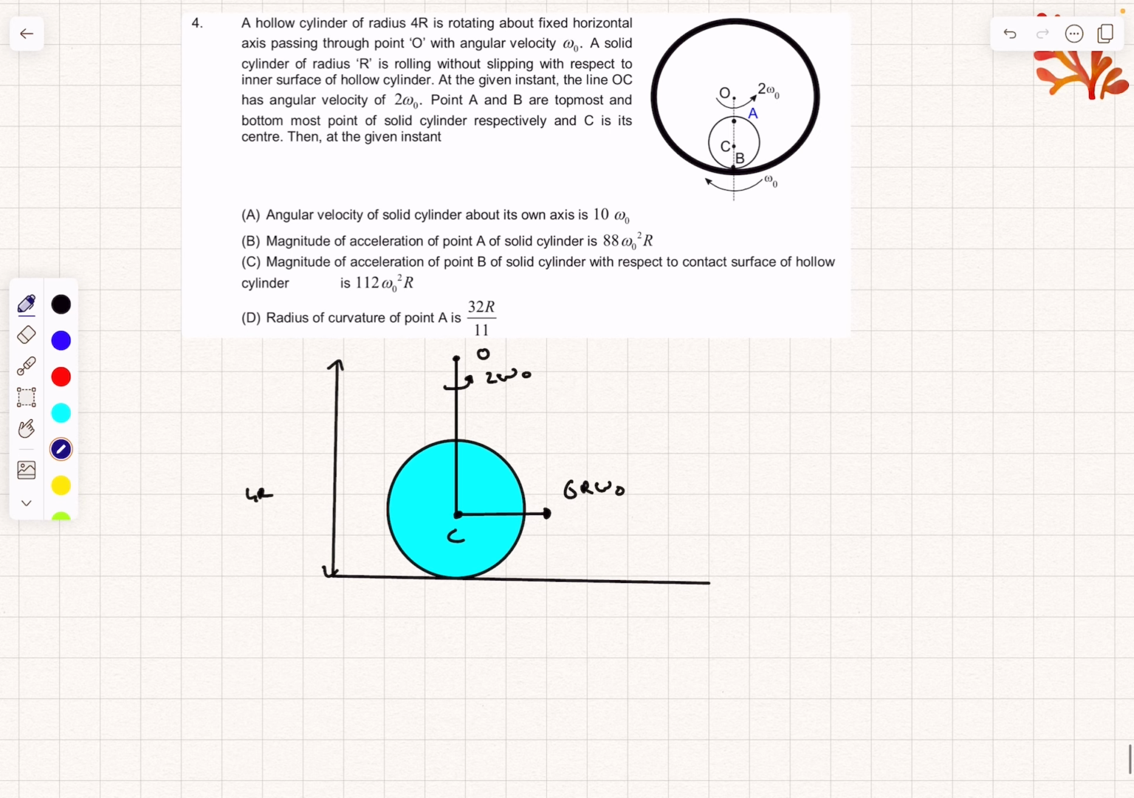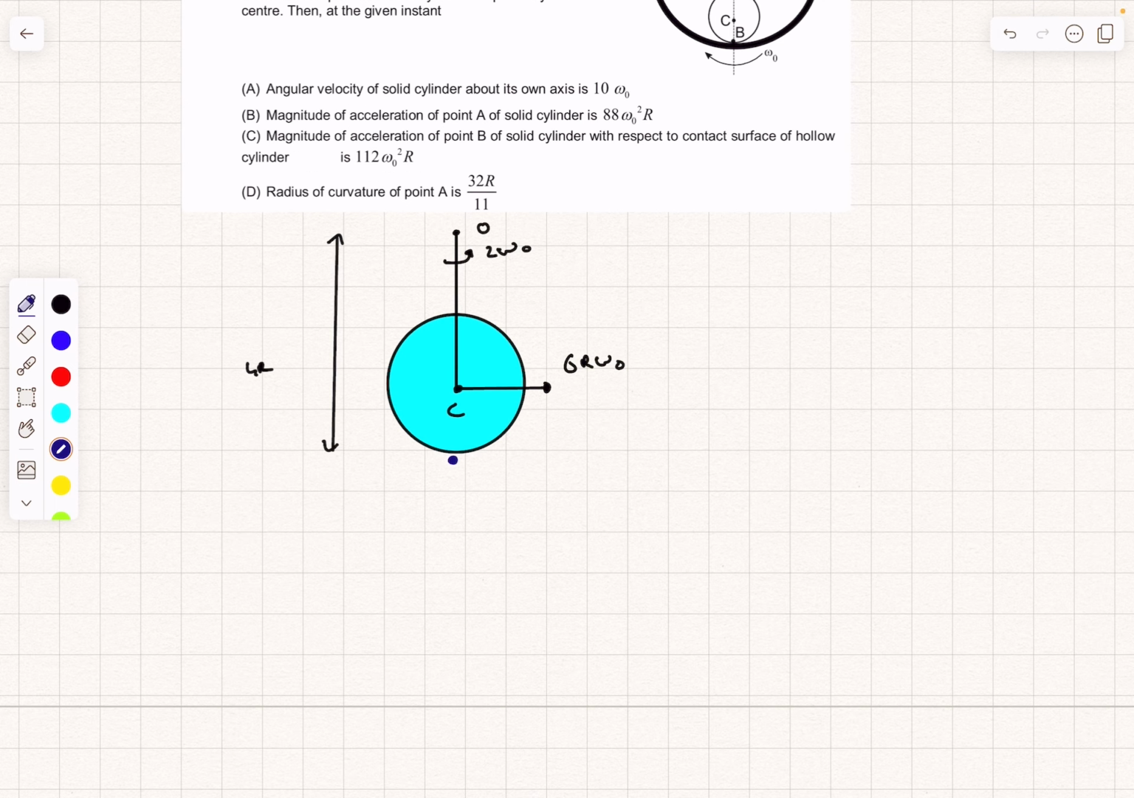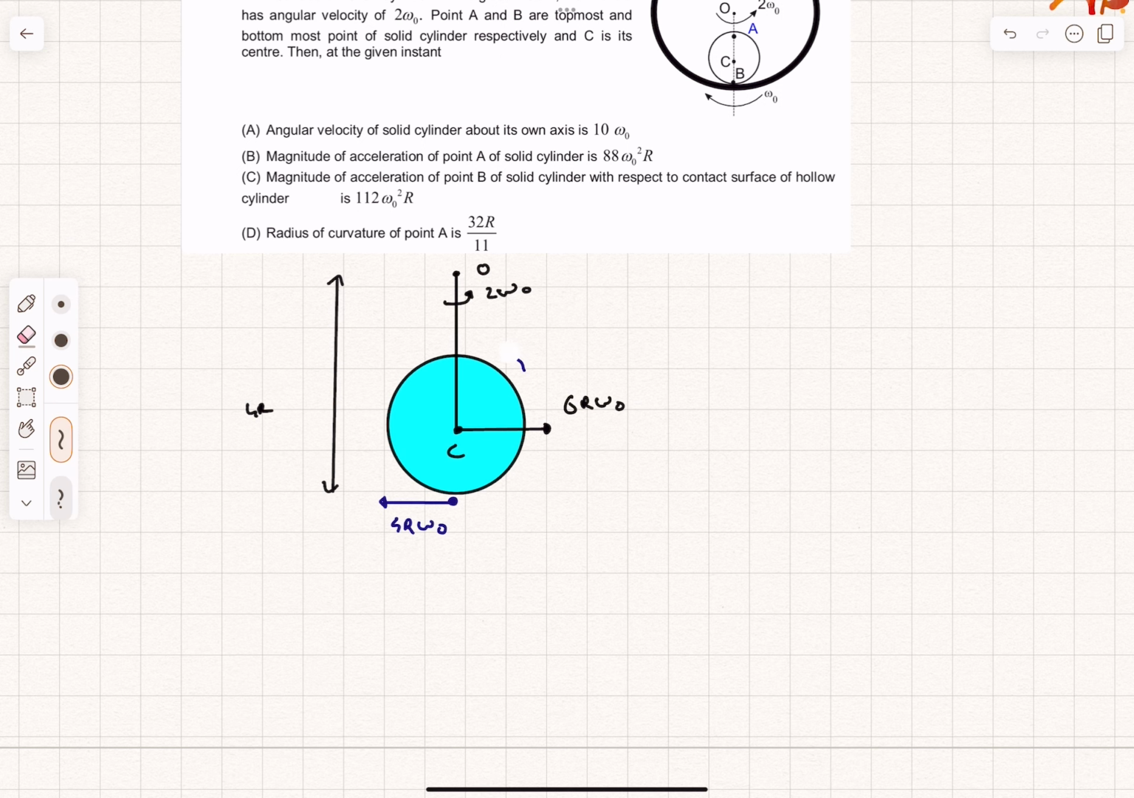Now the big hollow cylinder is actually performing fixed axis rotation about the point O. So the point of contact on the hollow cylinder actually moves towards the left with a velocity of 4r omega naught. So as you can see, the omega has to be in the clockwise direction. Now we can basically equate the velocities at the point B.